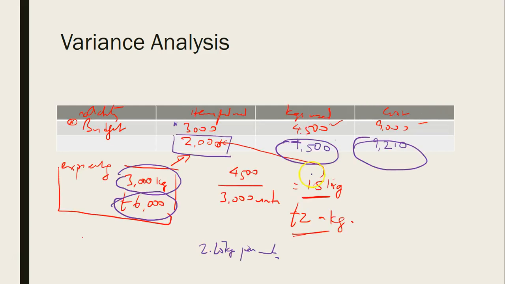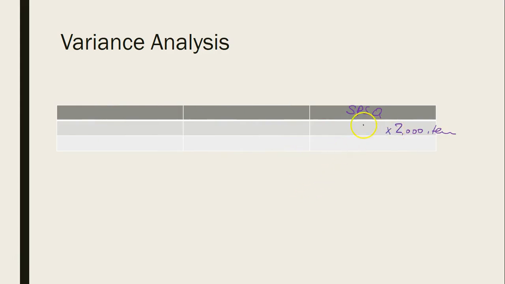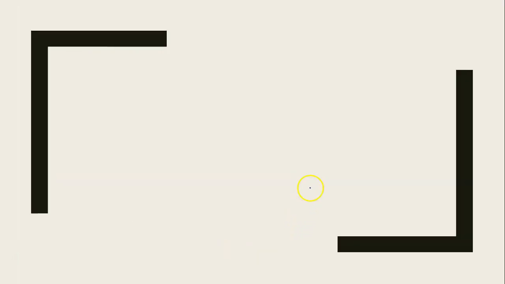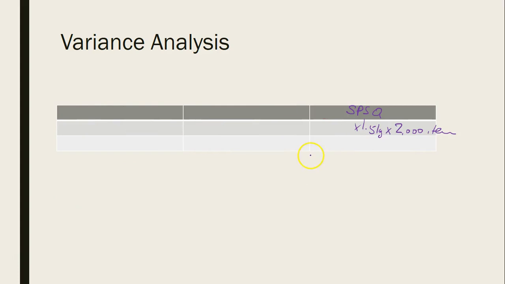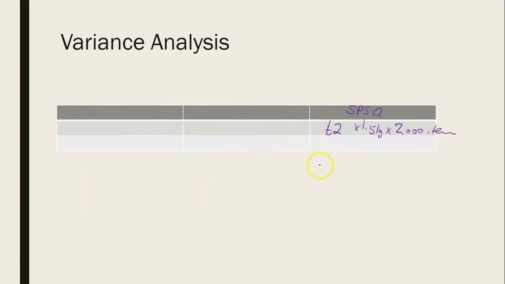Right? That's the kind of the issue here. And in terms of kilograms used, I'm expecting you to use 1.5 kilograms, and I'm expecting each of those kilograms to cost £2 times 2. I mean, that's how I arrive at this 6,000 here, isn't it? So 2 times 1.5 times 3.